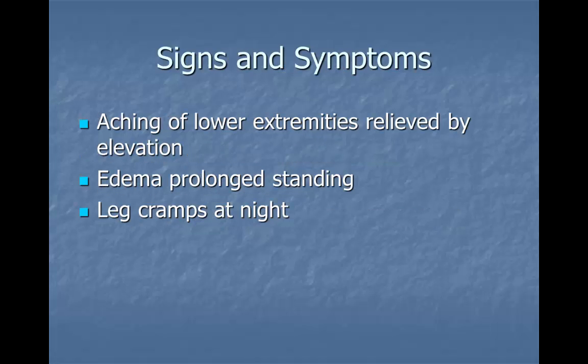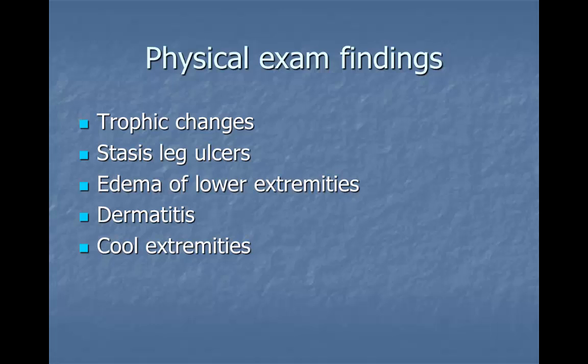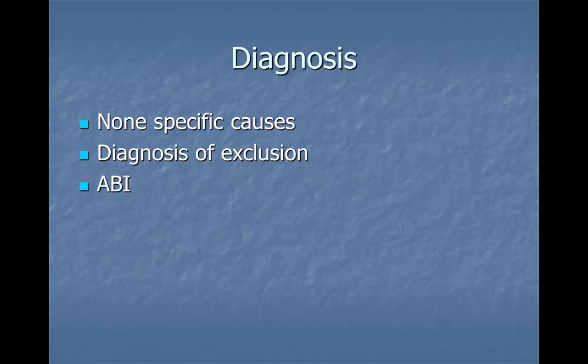The signs and symptoms are basically the same. They have aching of lower extremities relieved by elevation, and edema with prolonged standing, and they complain of leg cramps at night as well. Physical examination is more or less the same. They have trophic changes, stasis leg ulcers, edema of lower extremities, dermatitis, most likely with hyperpigmentation, and cool extremities.